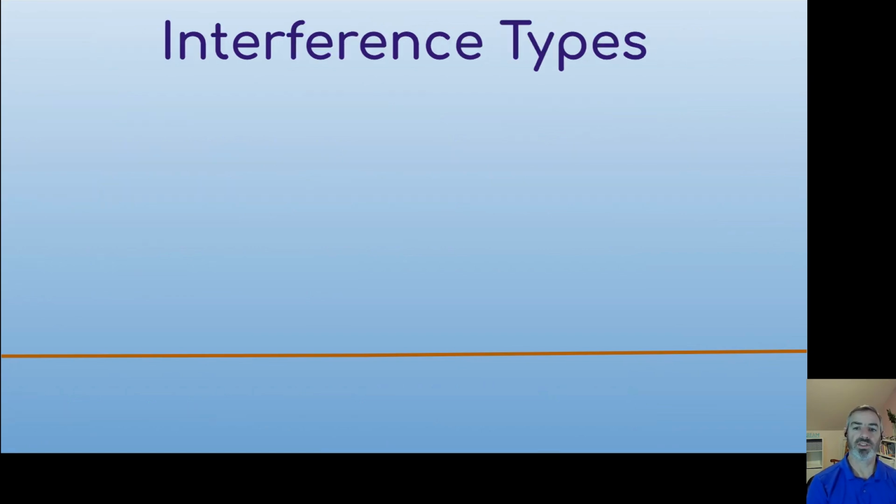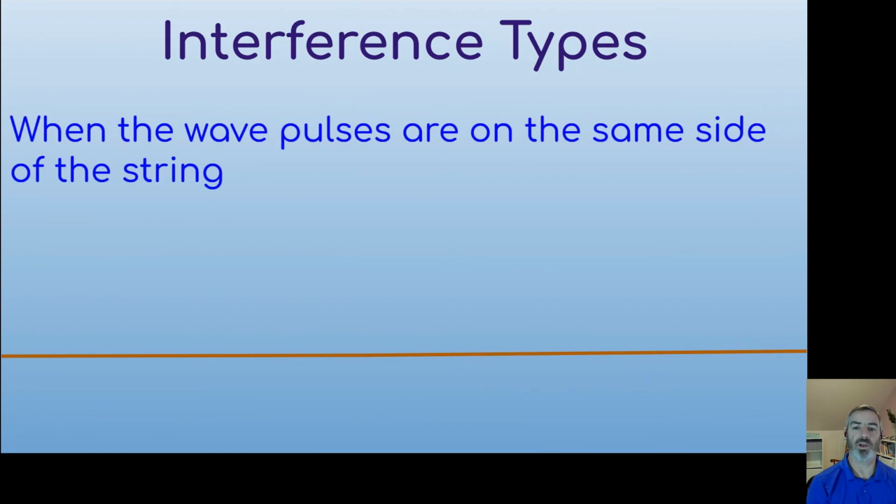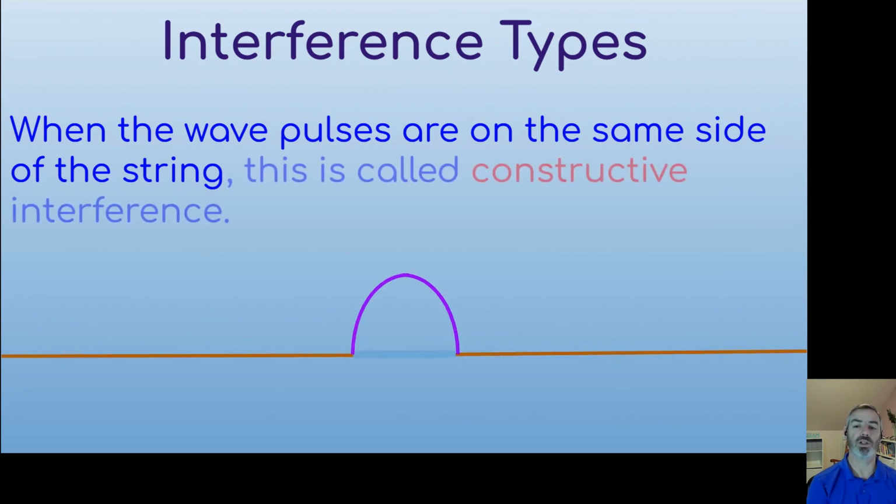The interference types that we have: first, when wave pulses are on the same side of the string. Like we just saw, when the wave pulses are on the same side, they create a much larger wave pulse. So we call this constructive interference when the wave pulse has a much larger amplitude.